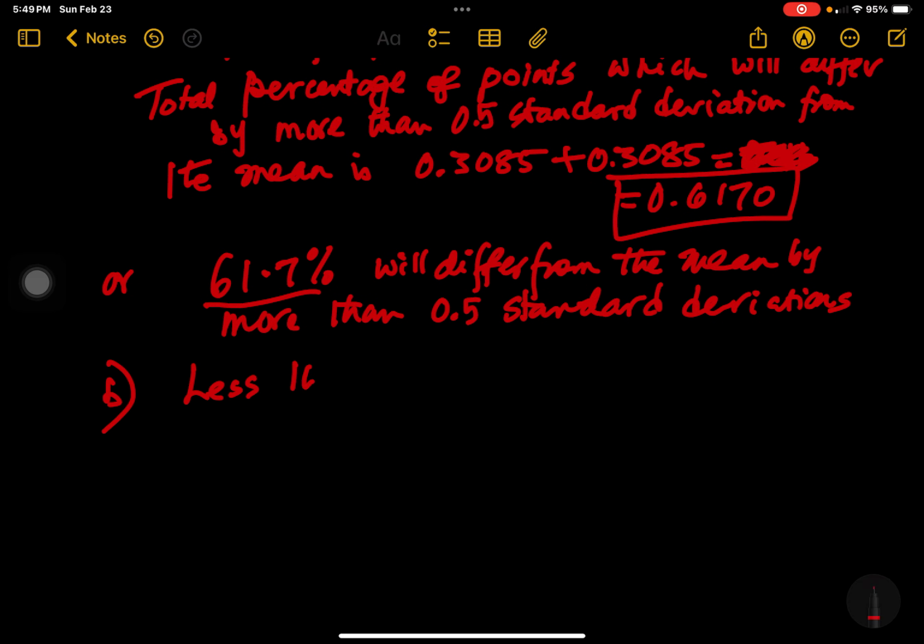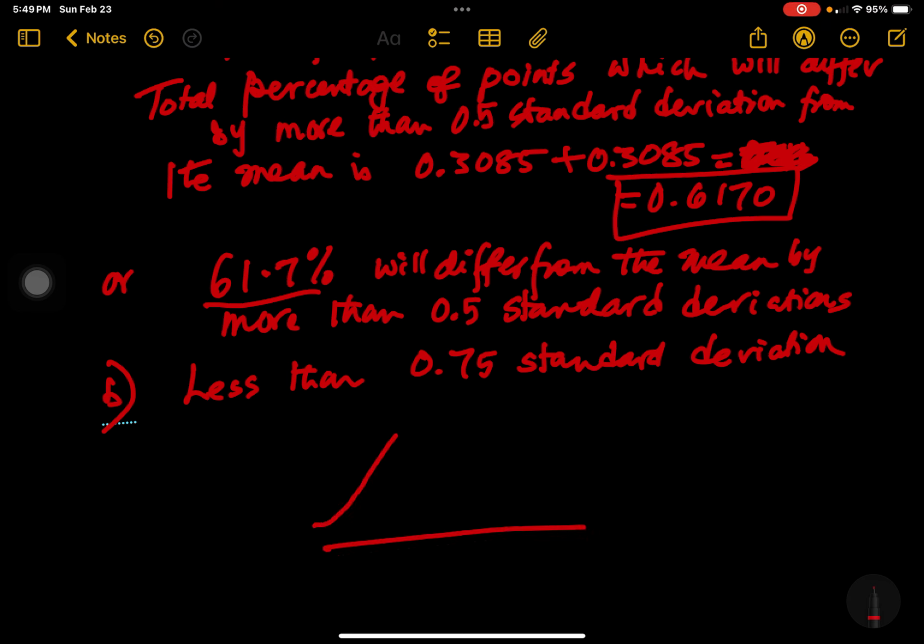Okay. Now part B is less than 3/4 standard deviation, or 0.75 standard deviation. So in this case, you have to remember when we are talking in terms of how many standard deviations, the z-score on the right of the mean will be positive 0.75 and the z-score on the left of the mean will be minus 0.75. Remember, z-score is a measure of how many standard deviations you are away from the mean.